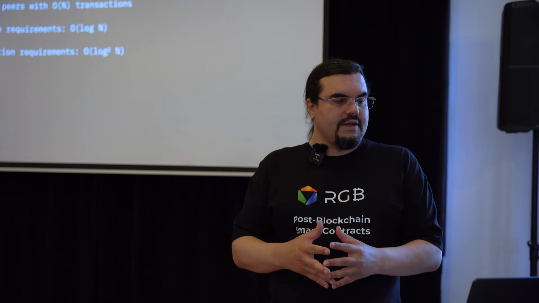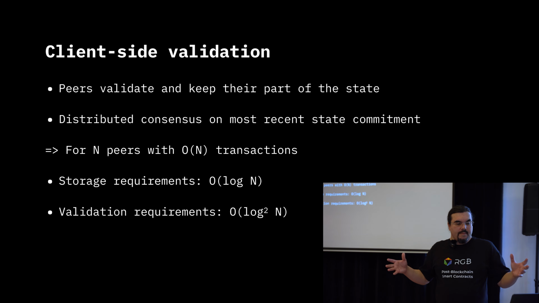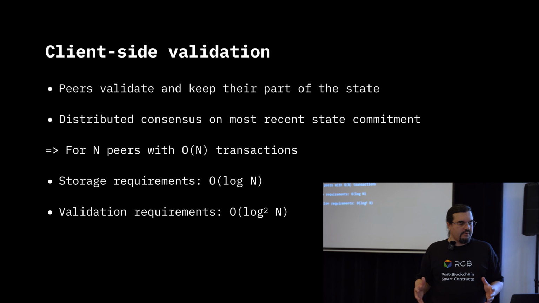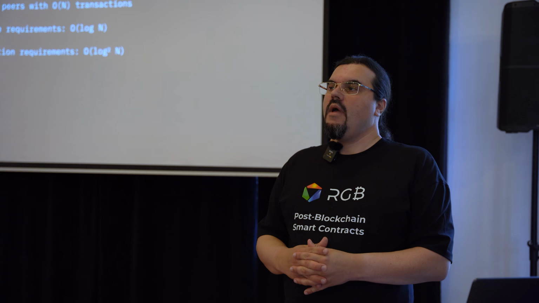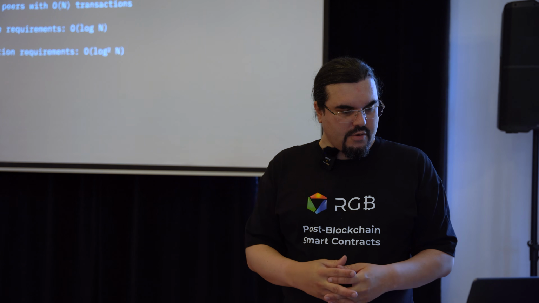With client-side validation, this constraint is already removed. They keep only their part of the state. And for n peers, you need much less storage, like a logarithm of the number of peers, and even smaller validation requirements, like a second power of the logarithm.